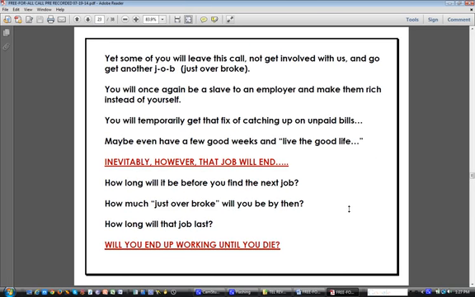Now, some of you, in spite of that exciting information that I just gave you, which just blows my mind again every time I see it, some of you are going to leave this call and not get involved with us. You're going to go get another JOB. You will once again be a slave to an employer and make them rich instead of yourself. You will temporarily get that fix of catching up on unpaid bills. Maybe even have a few good weeks, and maybe you'll take your family to McDonald's. Inevitably, however, that job's going to end too. How long will it be before you find the next job? How much just over broke will you be by then? How long will that job last?